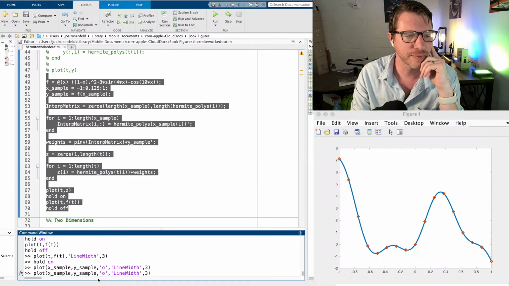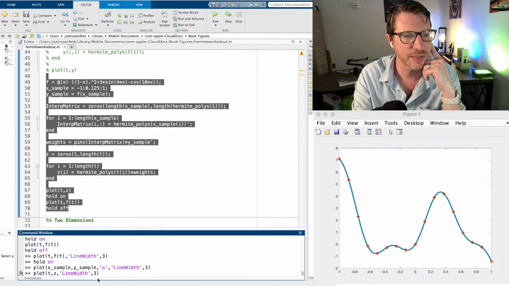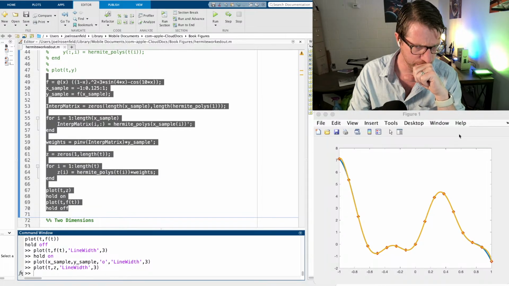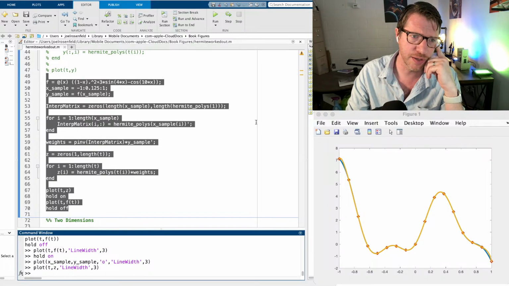And so then what we get is we have plot, t comma z, and let's make this again line width 3. And yeah, so it'll be the new color, whatever that is, when it pops up. So, there we go. So it's pretty close. So we have some issues at the endpoints, at the edges, and that's perfectly normal for an interpolation sort of scheme. But overall, this is a pretty good approximation.